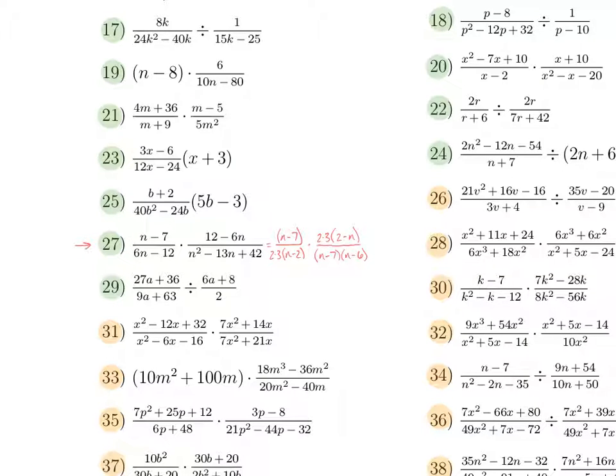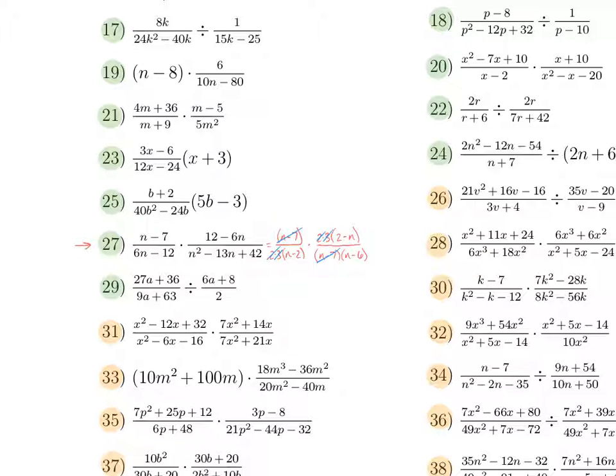If I'm multiplying 2 fractions, all the numerators of both of those fractions are really just one numerator, and all the denominators of those fractions are really just one denominator. So what can you cancel? n minus 7 divided by n minus 7 is 1. I have a 2, a 2, a 3, and a 3. All right, that's pretty nice.